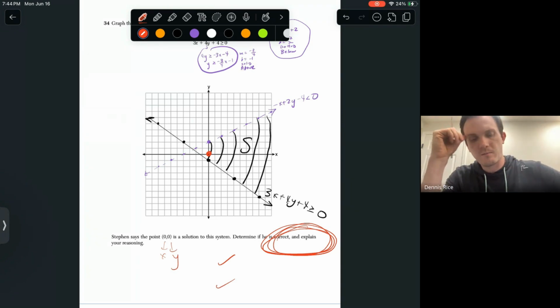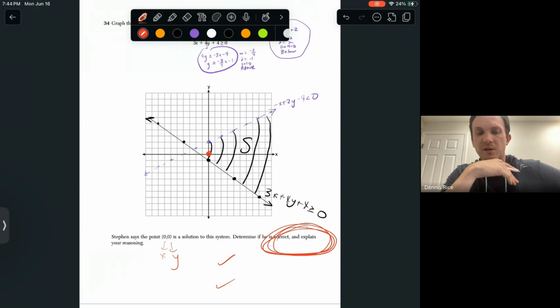Okay, so you have a few good go-tos there. Sometimes they'll say justify or explain, same thing. You could plug them in, show that they work. You could say it's in the double shaded region, the solution region for both inequalities. It satisfies both, something along those lines.